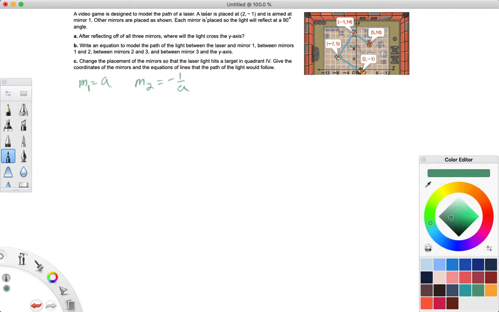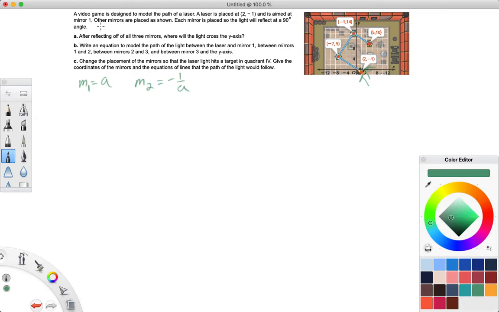Anyway, a laser is placed at positive 2, negative 1. That's this one right here. That's where our laser is, and it is aimed at mirror 1. Guessing that's mirror 1 because that's where the laser is going.